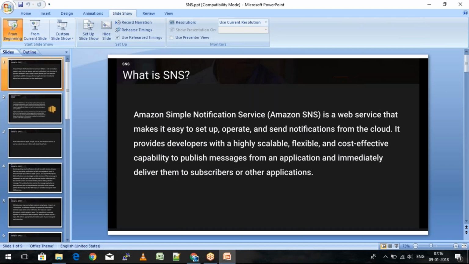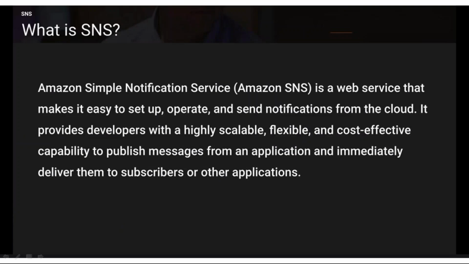So what is SNS? Now SNS is basically a simple notification service. The term we learned yesterday was SQS, that is simple queue service. So messages can be stored in a queue and then the producer produces it and the consumer is going to consume them. Now what happens in SNS, we are basically trying to send notifications, that is simple notification service. So SNS is a web service that makes it easy to set up, operate and send notifications from the cloud. It provides developers with a highly scalable, flexible and cost-effective capability to publish messages from an application and immediately deliver them to the subscribers.